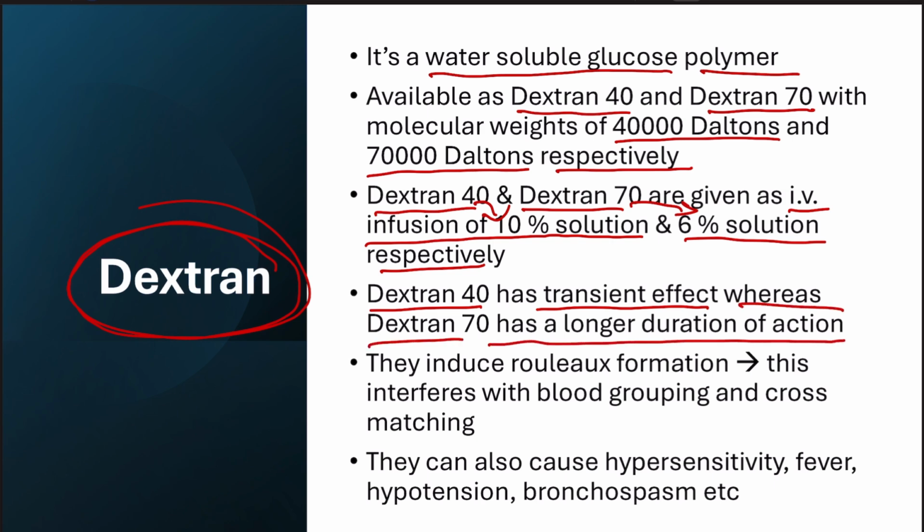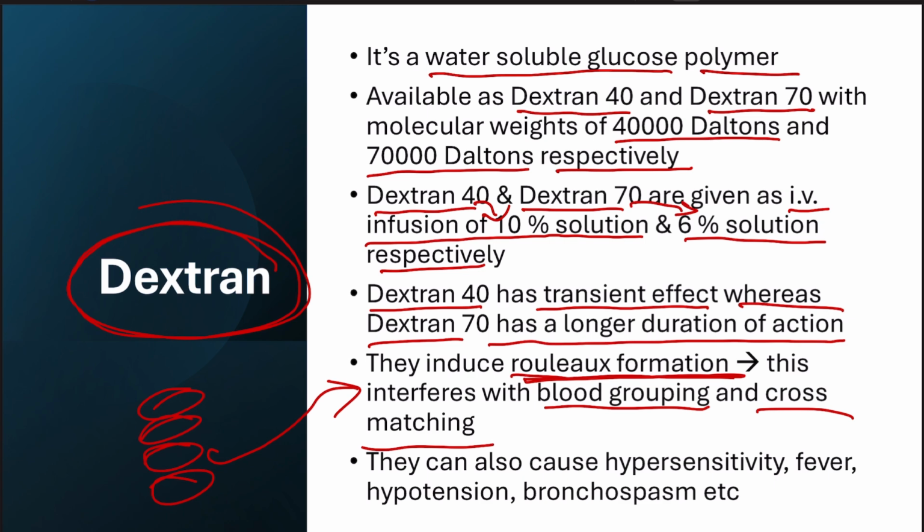But the problem with dextran is that it induces rouleaux formation, that is basically stacks of RBCs. So this will interfere in blood grouping and cross matching, which is a very important disadvantage of using dextran as the plasma expander. And they also cause other adverse effects like hypersensitivity, then fever, hypotension and even bronchospasm.